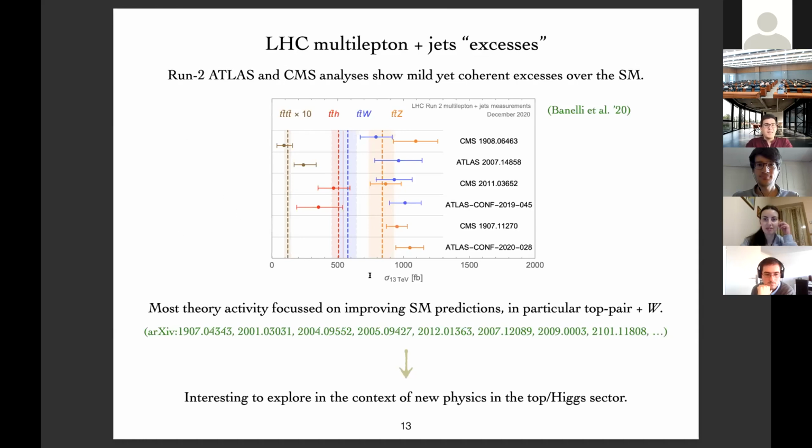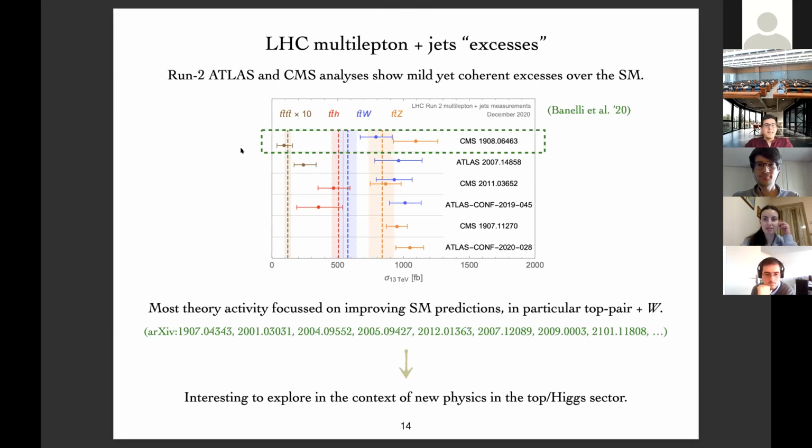Most noticeable is that measurements of the ttW cross-section are, even if with large errors, systematically 2 sigma above the Standard Model prediction, which has been computed, by the way, at full NLO. So this has sparked quite significant theoretical activity, mainly devoted to the improvement of the Standard Model prediction for ttW production. But still, no resolution has been provided, neither from the theory nor the experimental side. So in light of this, we decided to briefly explore it in the context of new physics in the top and Higgs sector.